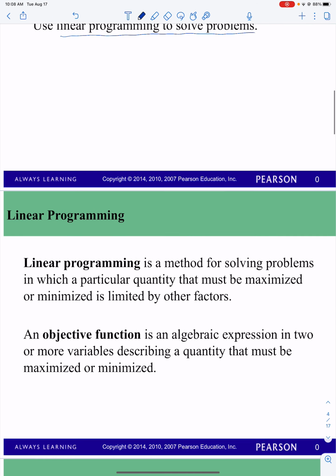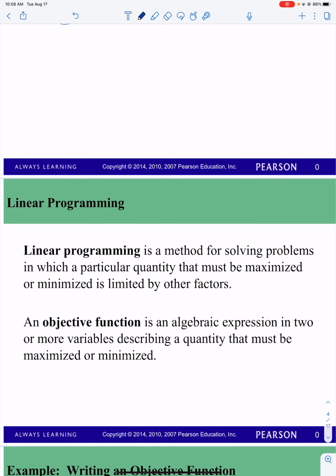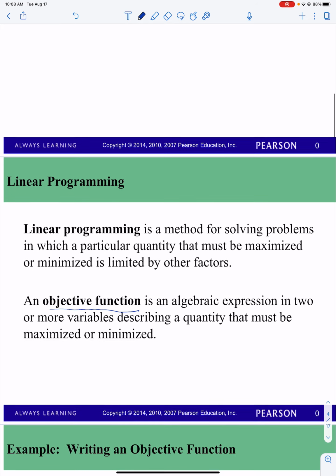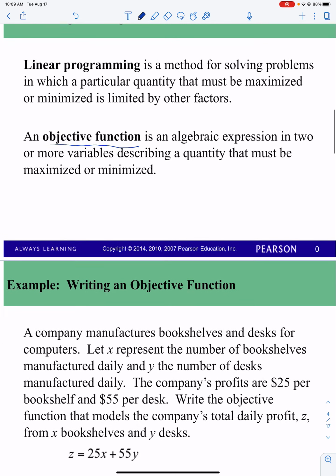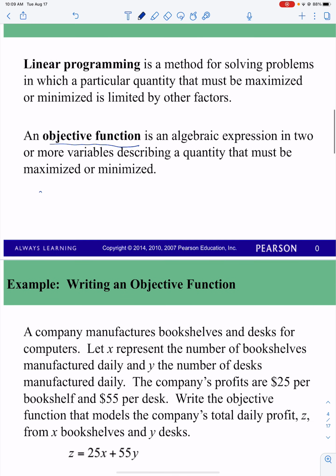Linear programming is a method for solving a problem in which a particular quantity that must be maximized or minimized is limited by other factors. The objective function is the expression that you want to maximize or minimize. We call it the objective function. And the limitations, we call them constraints.